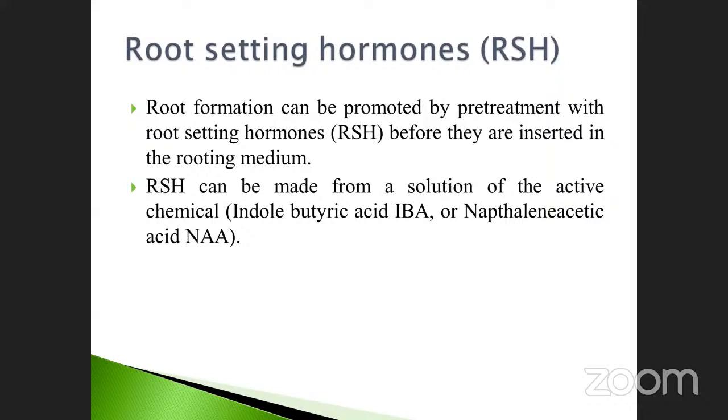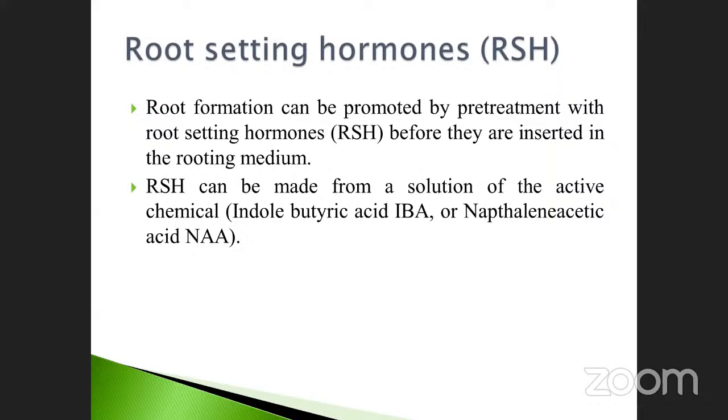Indole acetic acid is also called what? The first isolated phytohormone. Is it gibberellic acid? No. Cytokinin? No. Indole acetic acid is also called auxin. Auxin is the first isolated component.